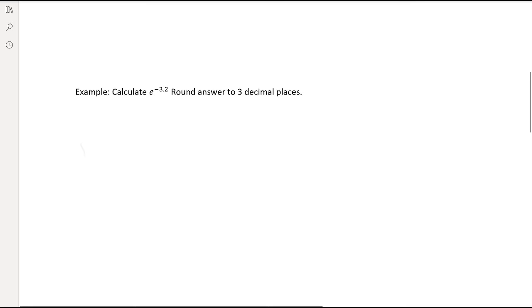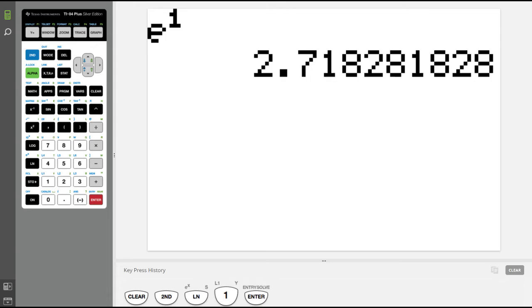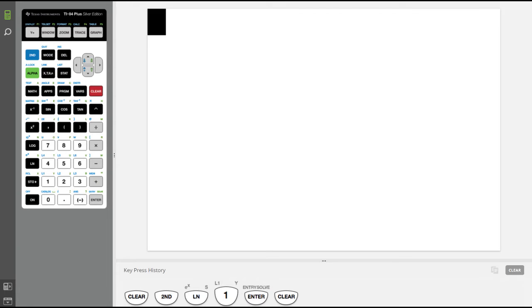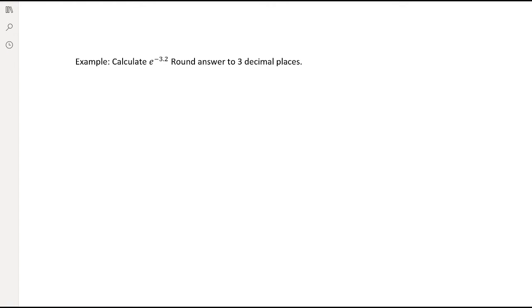For example, suppose we're asked to calculate e to the negative 3.2 power, rounding our answer to 3 decimal places. We're just going to repeat what we did before. Second ln, I want to raise it to the negative, remember your negative is at the bottom, 3.2. Rounded to 3 decimal places, this is 0.041.